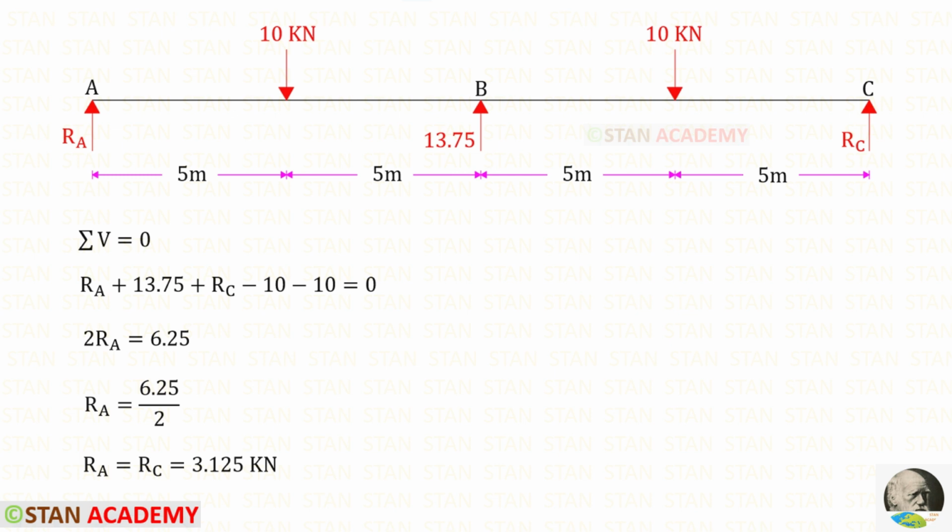Now let us take the real beam. Applying this rule, we can find RA and RC. Since this beam is symmetrical and loading is also symmetrical, RA and RC will have the same value. So instead of RC, we can apply RA. In this way, for RA and RC, we will get 3.125 kN.